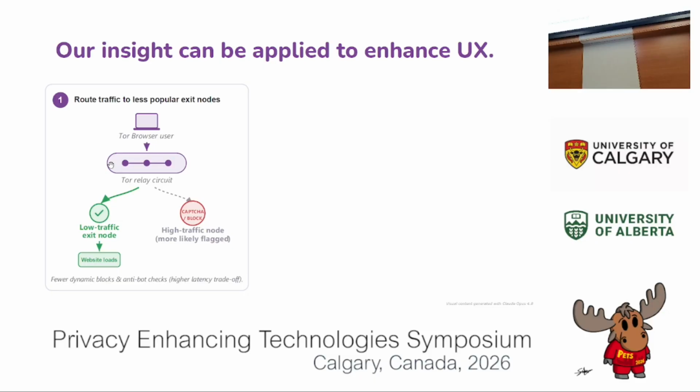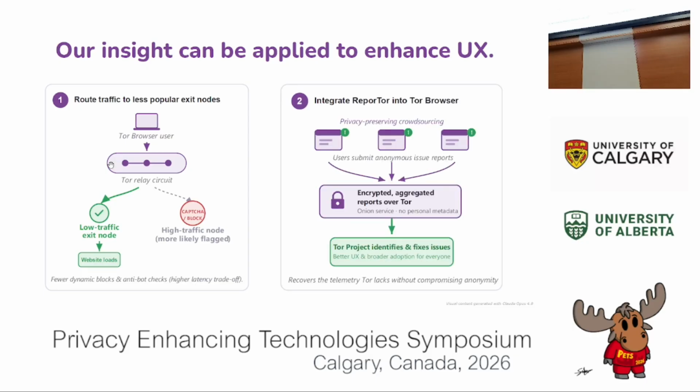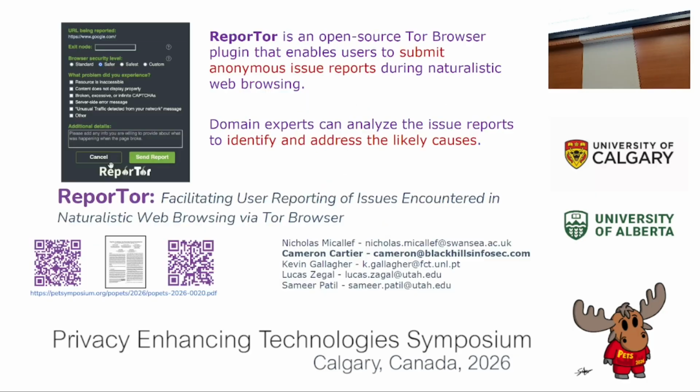So we have several ideas for improving the Tor user experience in the short term. The first is routing traffic through less popular exit nodes. The hypothesis being that since there is less traffic through these nodes, they're less likely to get detected by IP scoring systems as malicious. The second is to integrate ReporTor into the Tor browser directly, and then through this crowdsourcing, provide data that researchers can start using to improve Tor browser and improve the experience of browsing with it.